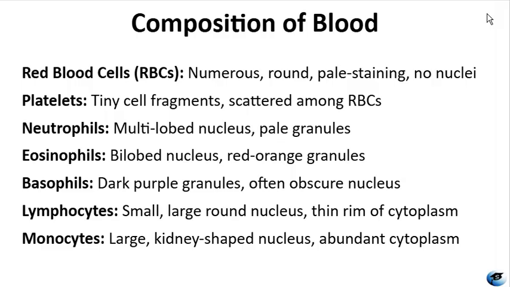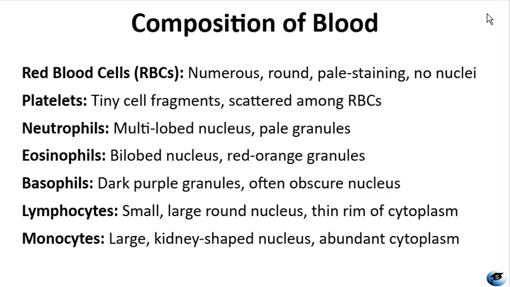Neutrophils are multi-lobed. They have a multi-lobed nucleus, typically 3 to 5 lobes. They have pale granules in the cytoplasm, and these are the most common type of white blood cells because they're the first responders during an infection. Basophils are pretty easy to spot because they have dark purple granules that often obscure the nucleus. It makes it hard to even see the nucleus. And these are the rarest types of leukocytes or white blood cells, and these are the ones that are involved in inflammatory and allergic responses.